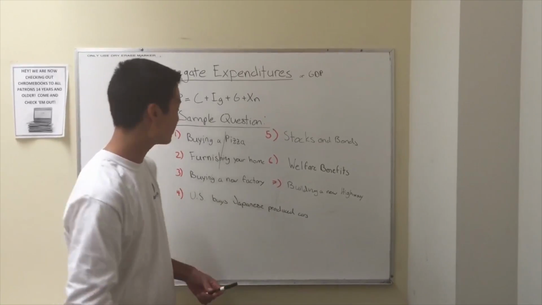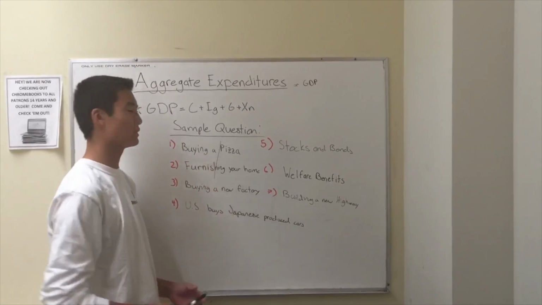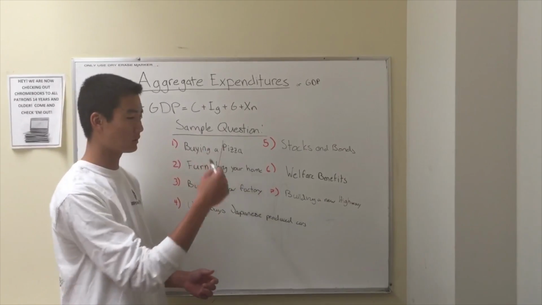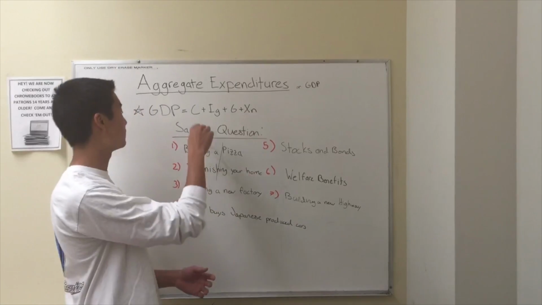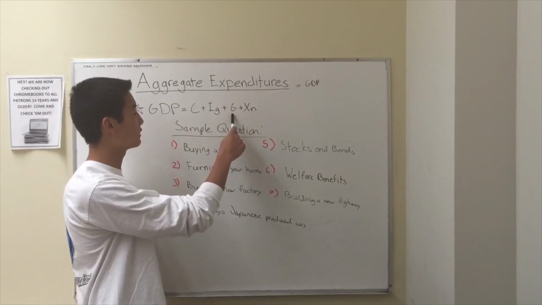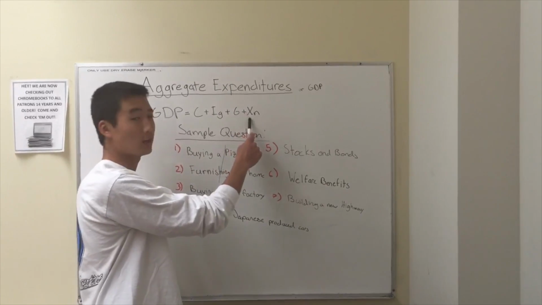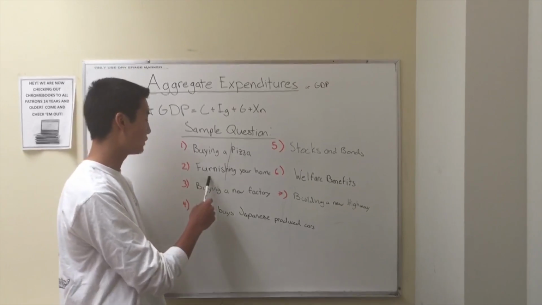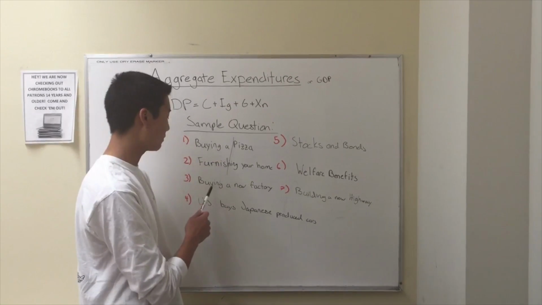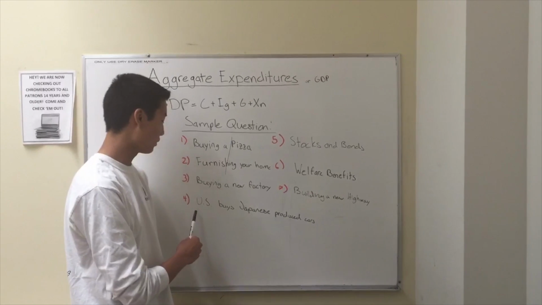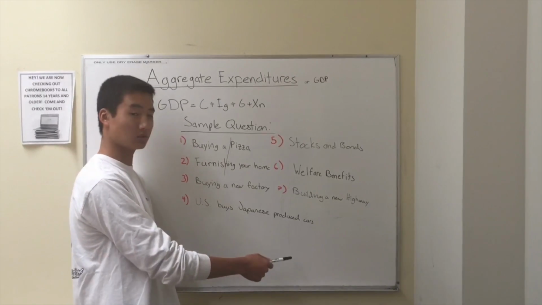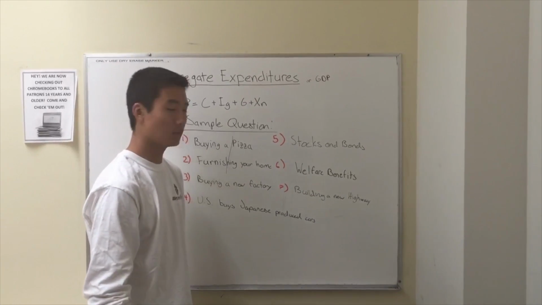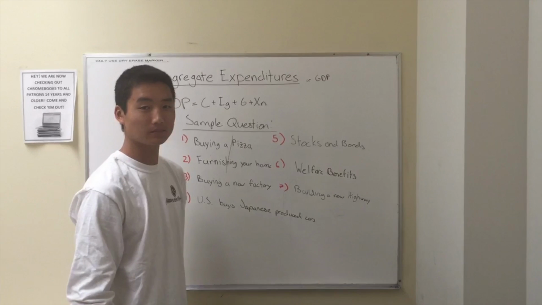Alright, class, now if you could please take out your whiteboards, we're going to do a sample question. For each one of these numbers, you're going to put down where this scenario would go in GDP: consumption, investment, government spending, or net exports. Number 1, buying a pizza. Number 2, furnishing your home. Number 3, buying a new factory. 4, the US buys Japanese produced cars. 5, stocks and bonds. 6, welfare benefits. And 7, building a new highway.